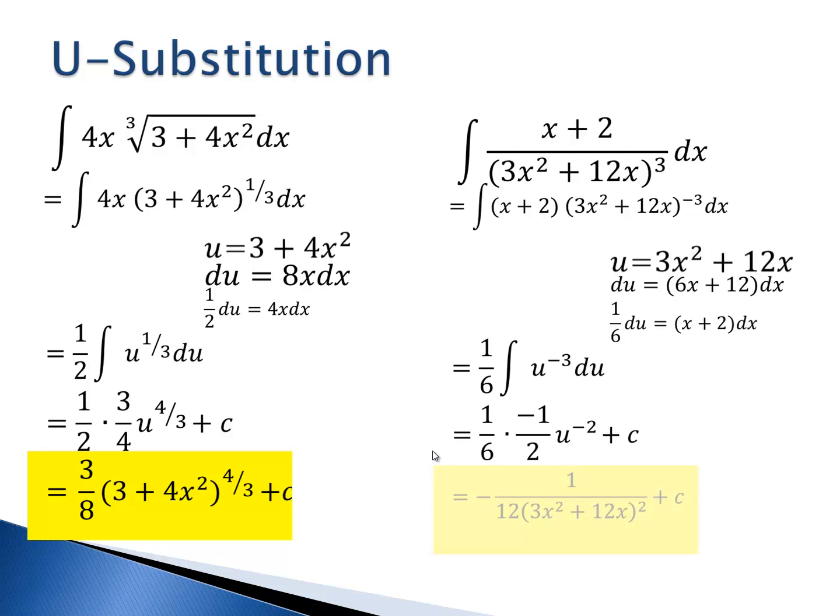And then we'll put our u's back in, and I went ahead and sent that back down to the bottom there, so that negative 2 power means squared in the denominator. So we've got a negative 1/12, that's 6 times 2 on the bottom, times our u, 3x squared plus 12x squared, and again in the denominator from that negative 2 power.